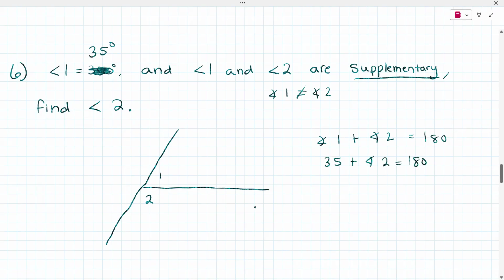And then solve for angle 2 by subtracting 35 from both sides, right? So I get angle 2 is going to be 180 minus 35, which is 145. Okay, angle 2 is 145 degrees.